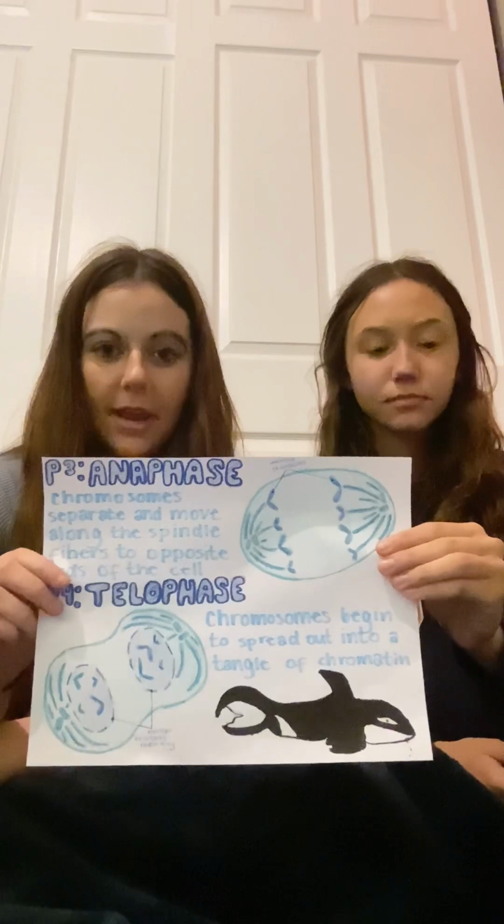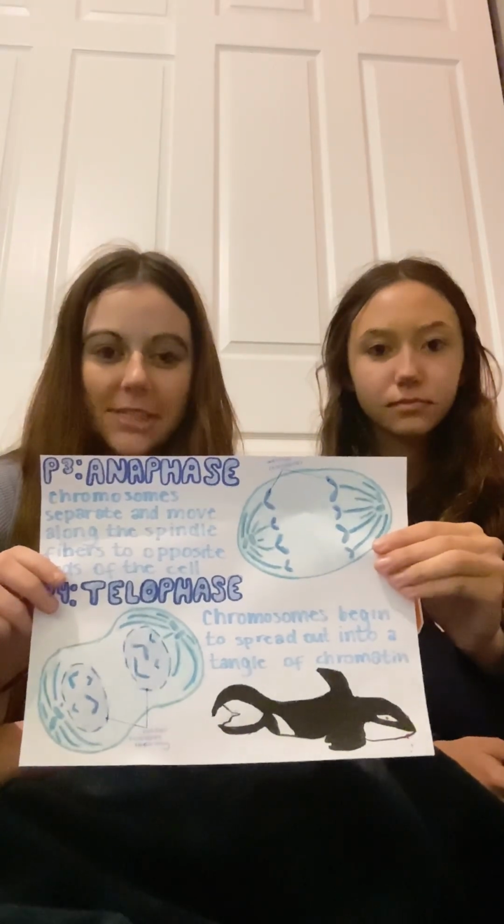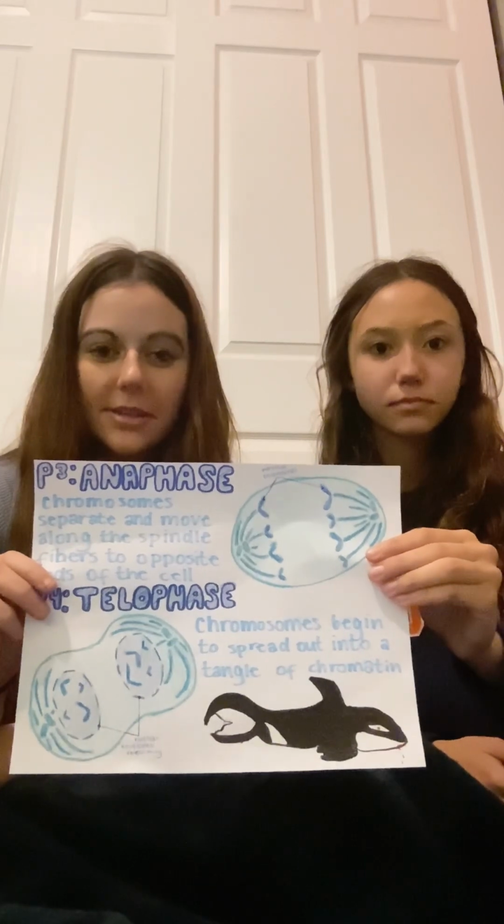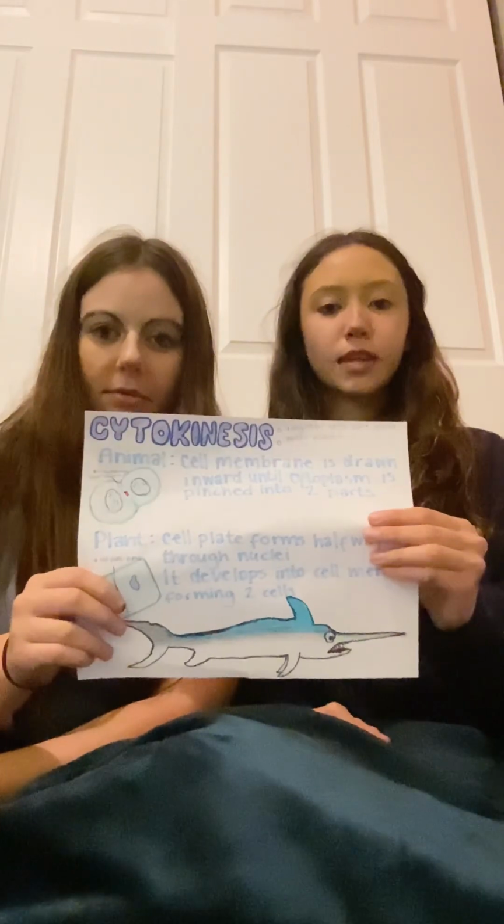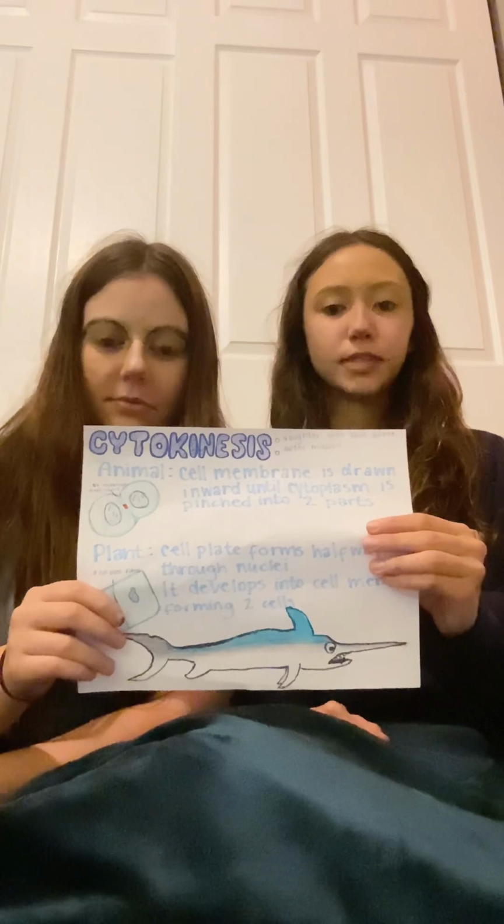Phase 3. In this phase, the chromosomes separate and move along the spindle fibers to opposite ends of the cell. Phase 4, telophase. In this phase, the chromosomes begin to spread out into a tangle of chromatin. Cytokinesis. In cytokinesis, the daughter cell splits apart after mitosis.